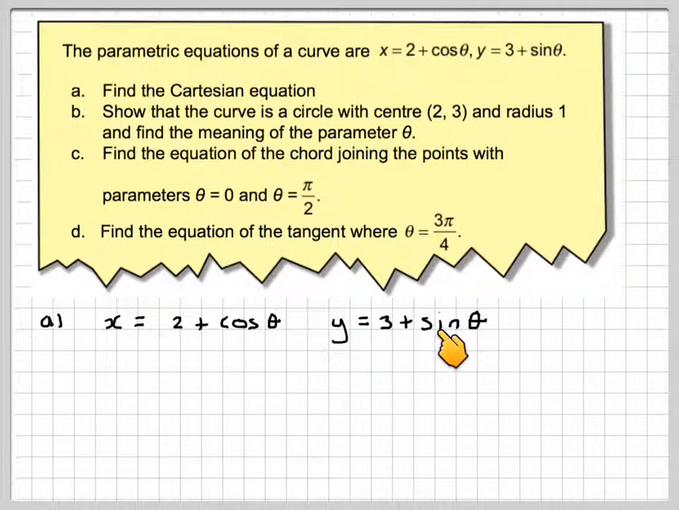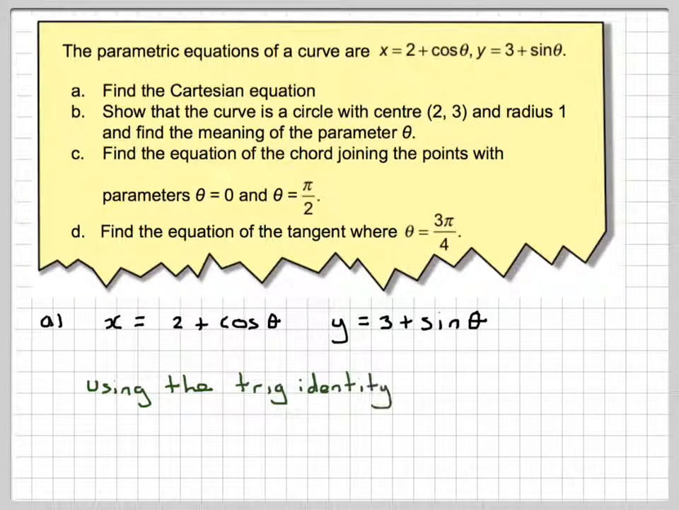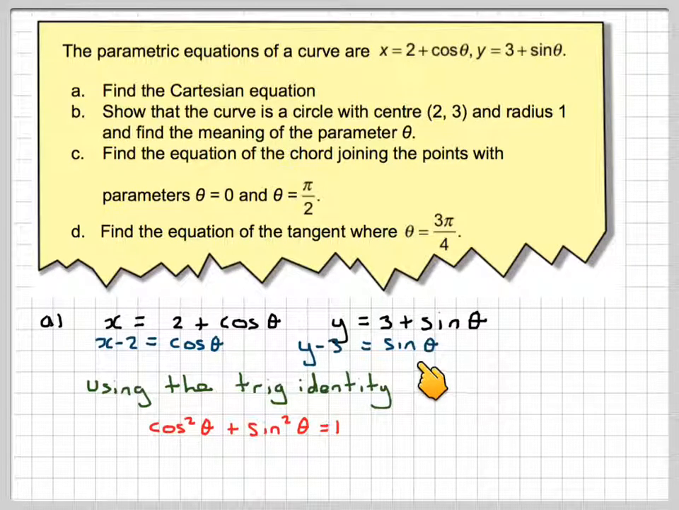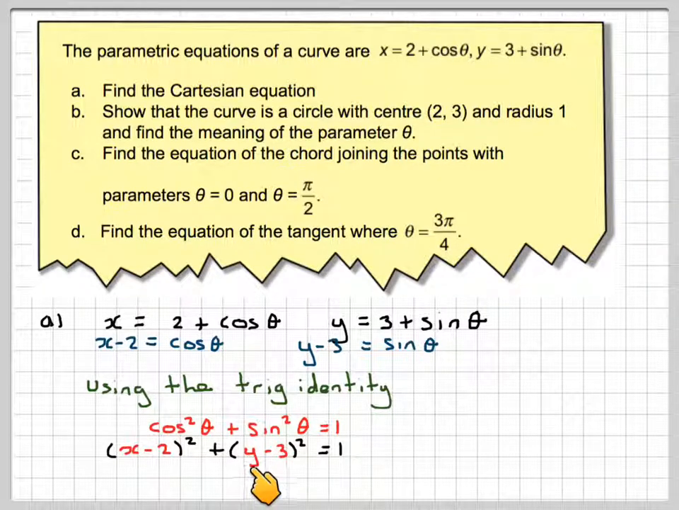Okay, so we've got x equals 2 plus cos theta and y equals 3 plus sine theta. In order to find the Cartesian equation, we need an identity joining cos theta and sine theta, and the obvious choice is cos squared theta plus sine squared theta equals 1. Rearranging, cos theta equals x minus 2 and sine theta equals y minus 3. Substituting these in, we get (x minus 2) squared plus (y minus 3) squared equals 1.